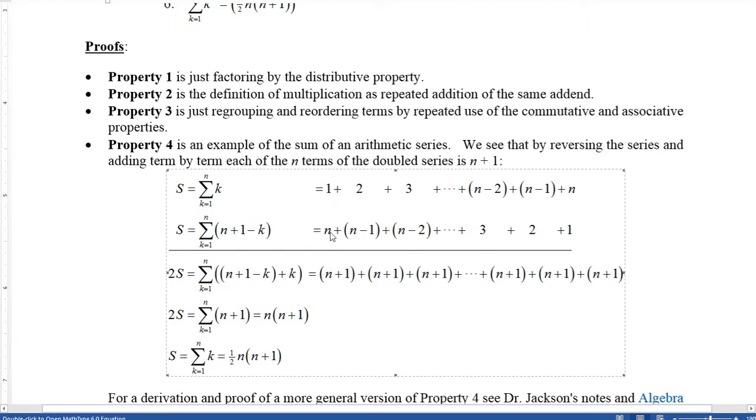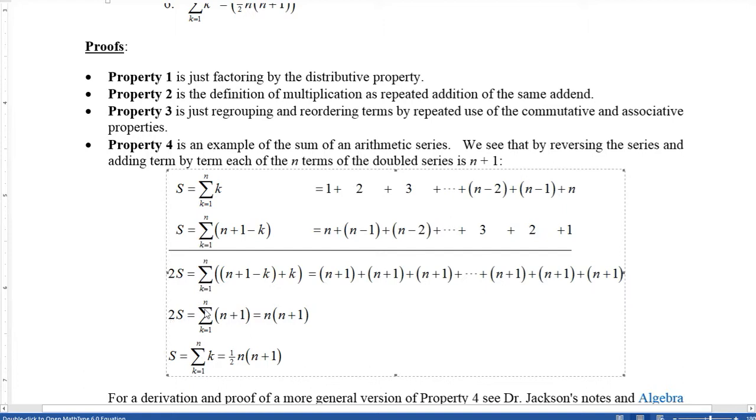Notice that here we have 1 plus n, so that's n plus 1. n minus 1 plus the 2 is n plus 1. n minus 2 plus 3 is also n plus 1. If you start at the other end, you have n plus 1. Here you have n minus 1 plus 2 is n plus 1. In fact, every one of them is n plus 1. But notice that gives you twice the sum if you're adding this up.